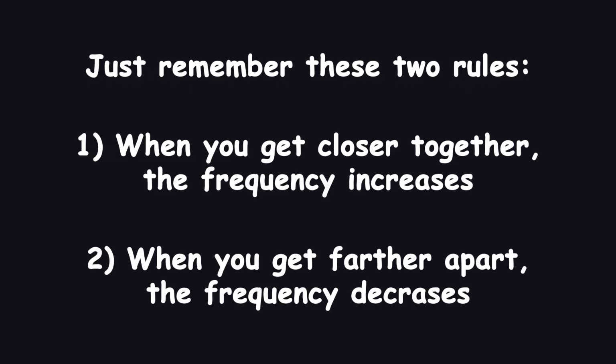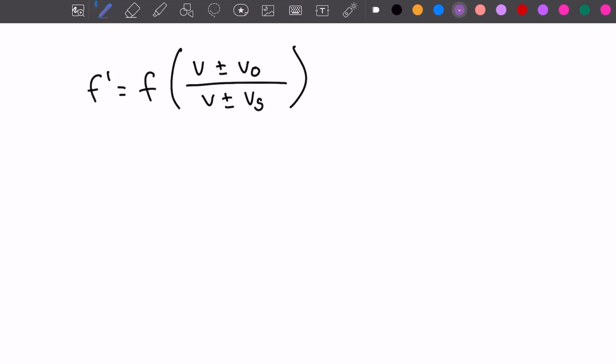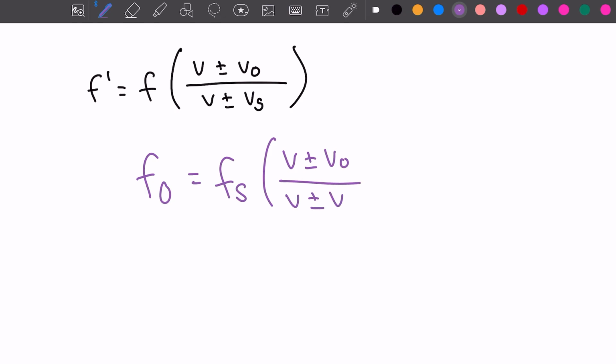Let's take a look at the formula. F' = F × (V ± V_O) / (V ± V_S). You may have also seen it written as F_O = F_S × (V ± V_O) / (V ± V_S).